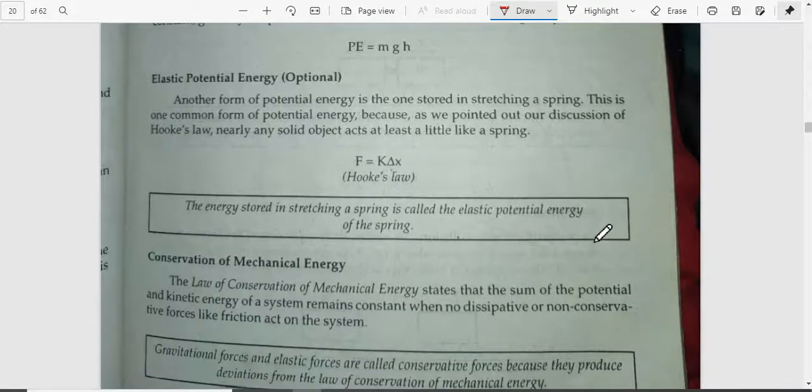Elastic potential energy is optional and additional for us, so just take note. Another form of potential energy is one stored in something like a spring. This is one common form of potential energy because, as we pointed out in our discussion of Hooke's law, nearly every solid object acts at least a little like a spring. So what do we know from Hooke's law? F is equal to k, the constant, times the change in distance. The energy stored in stretching a spring is called the elastic potential energy of the spring.